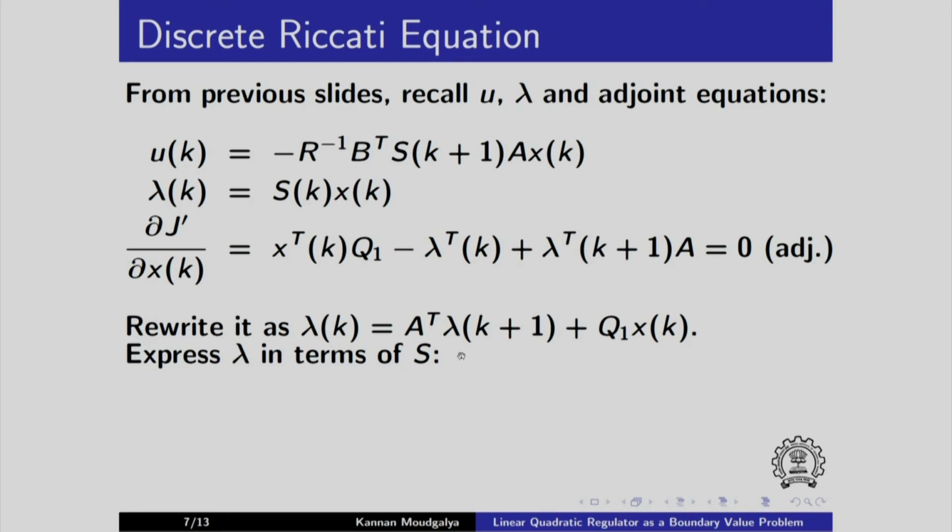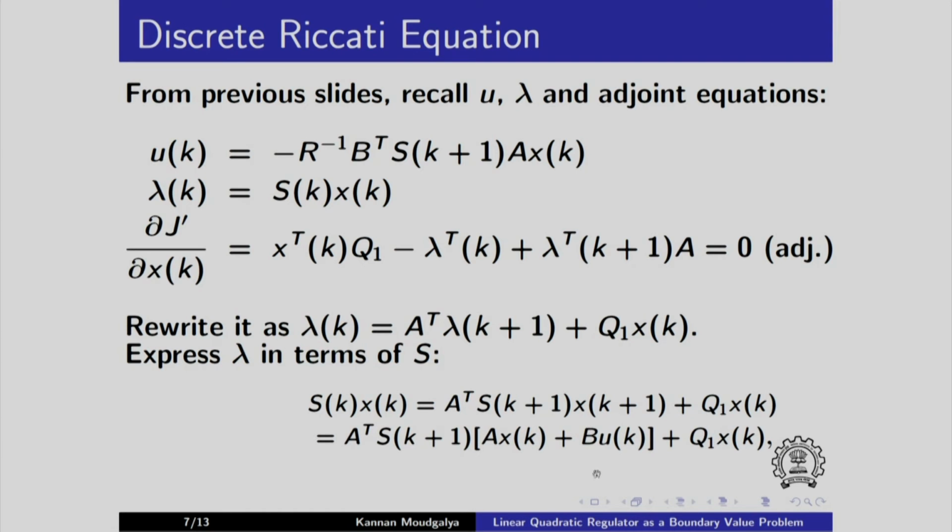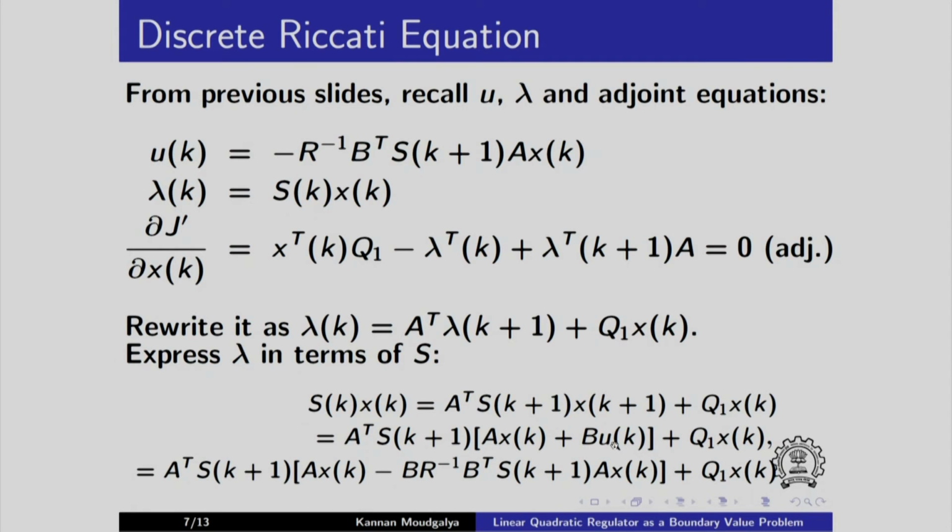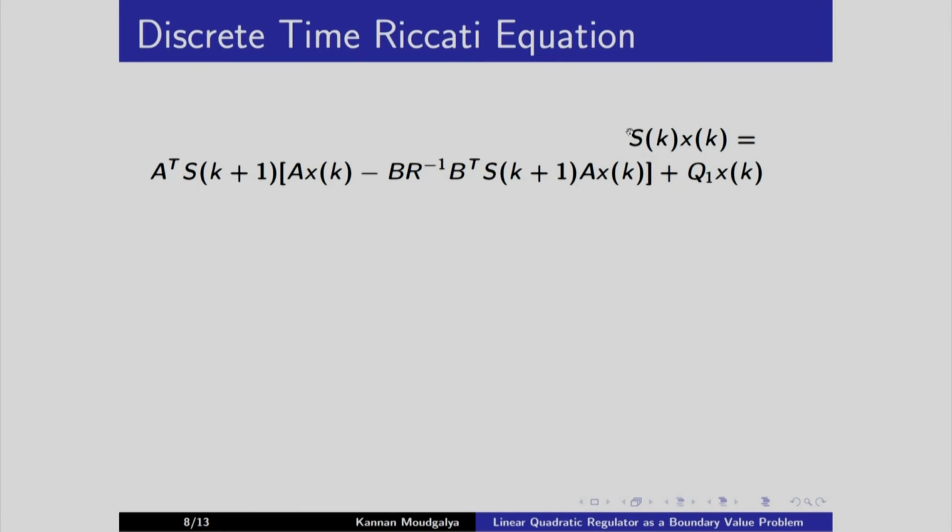Now express lambda in terms of S using this, except that we have to do this for lambda of k plus 1. So lambda k becomes Sk xk, lambda of k plus 1 becomes S of k plus 1 times x of k plus 1, and everything else is the same. And in the place of x of k plus 1, substitute from the state equation Ax plus Bu, and other terms are the same. In the place of u, I substitute here, I get this expression. So this is the equation I derived in the previous slide.